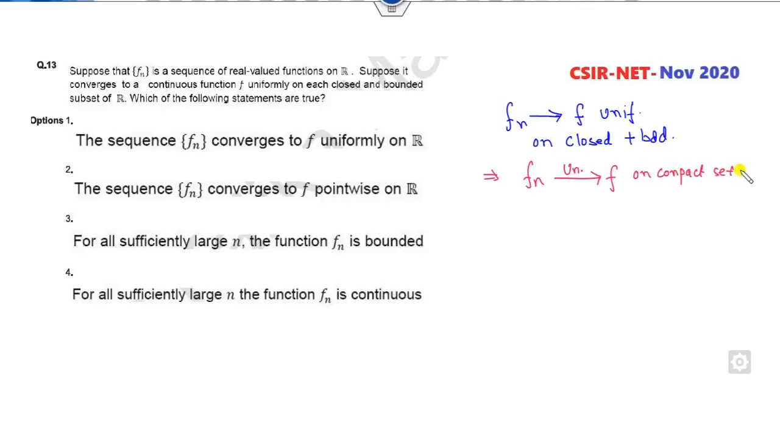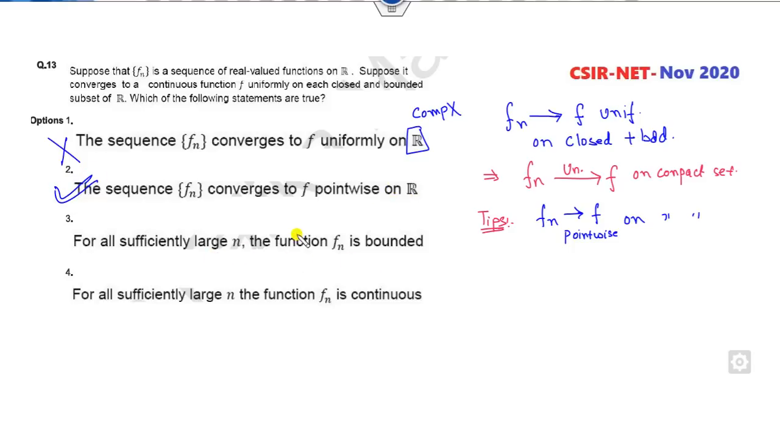Fine. Then remember the tip. If it converges on a compact set, then, first of all, R is not a compact set. So what is the meaning of that? Fn converges to F uniformly on R is the wrong answer. But if Fn converges to F uniformly on the compact set, it means Fn converges to F pointwise also on the compact set. But since pointwise is the weaker one, it holds even for R as well.